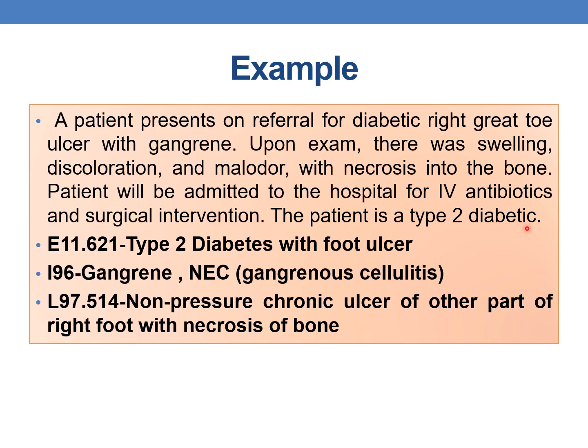So first you need to code the underlying condition. Here, ulcer with gangrene. First you need to code E11.621, which indicates type 2 diabetes with foot ulcer, followed by I96, which is nothing but gangrene NEC or for gangrenous cellulitis. Then followed by the ulcer code L97.514, non-pressure chronic ulcer of other part of right foot with necrosis to bone.